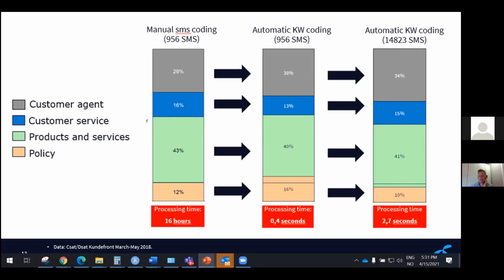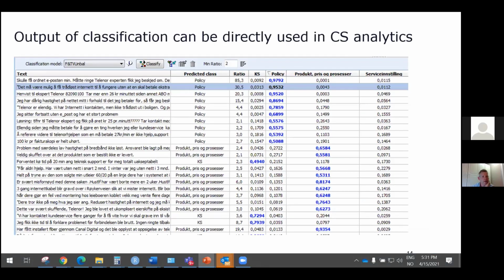So that this actually replaces, or makes it possible for them to spend their time doing other things than manually coding and categorizing this stuff. So what you get out of the classification when you run this model on new data looks like this. You've got all the different messages, the predicted class, and some scores on how sure the model is that this is indeed the right categorization. And then this can be exported.